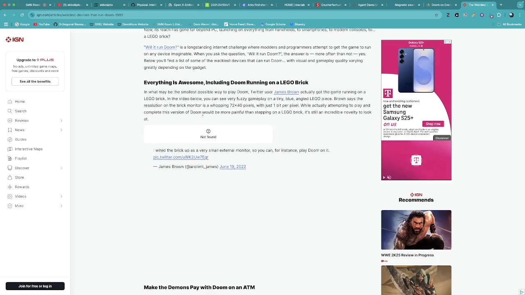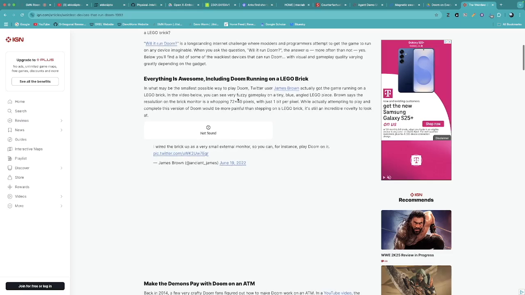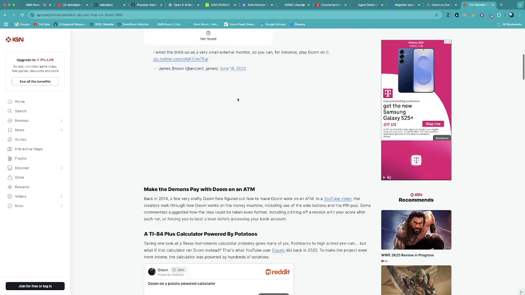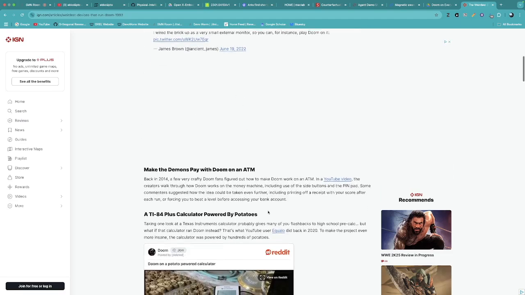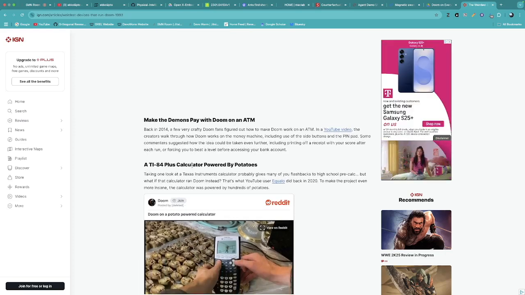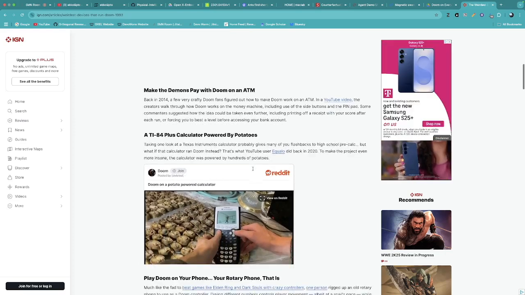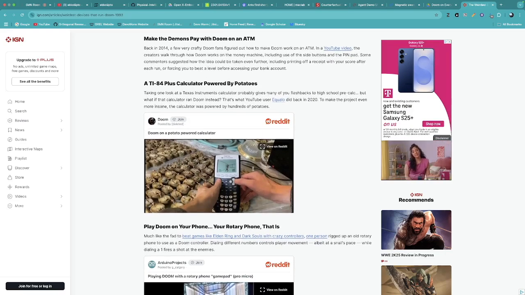So people are running it on things like Lego bricks, refrigerators, an ATM, a TI-84 Plus calculator powered by potatoes, which is kind of a side. It's the calculator. It's interesting. And of course, these are all not, I wouldn't say low powered devices, but lower powered devices.